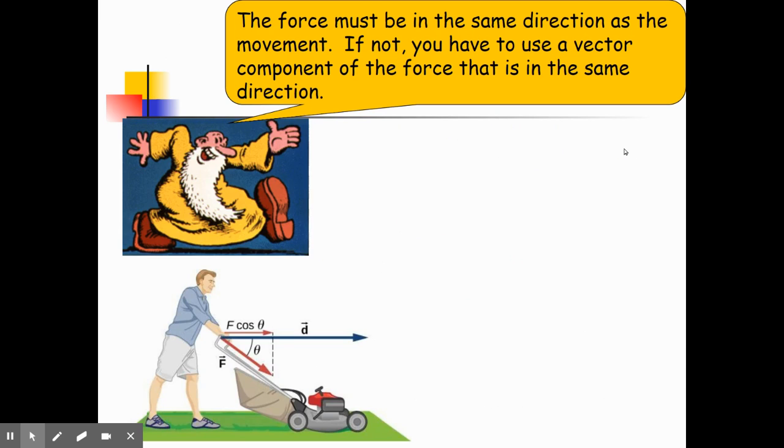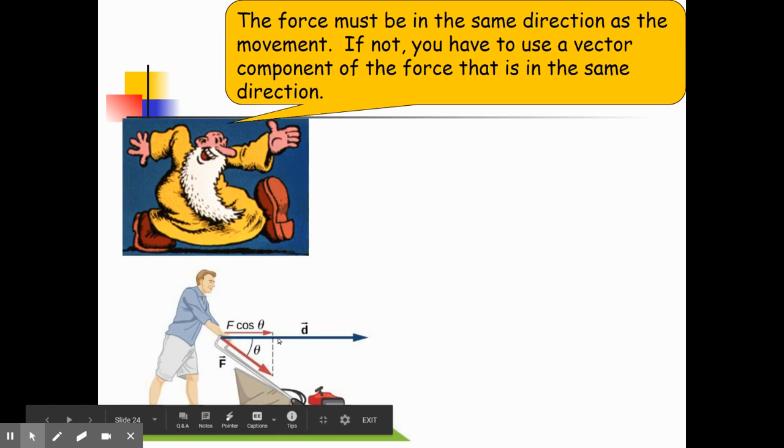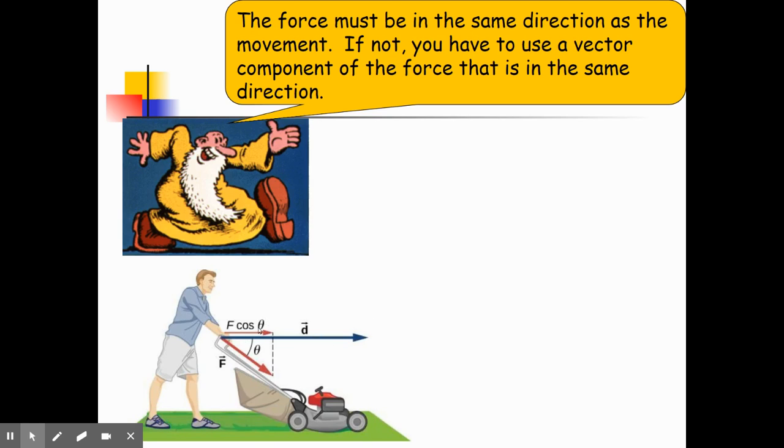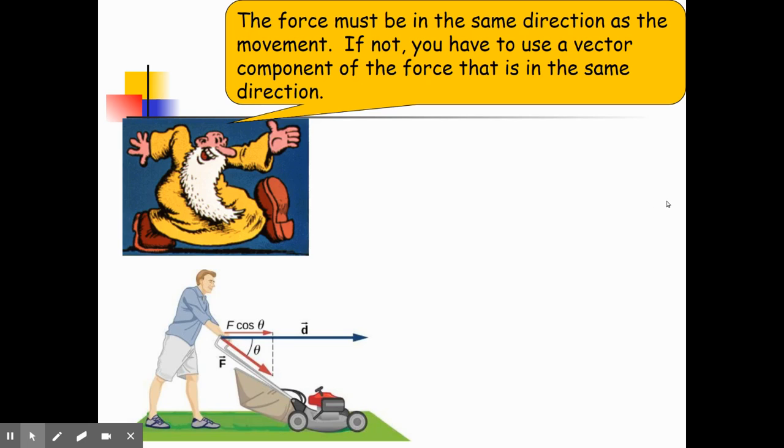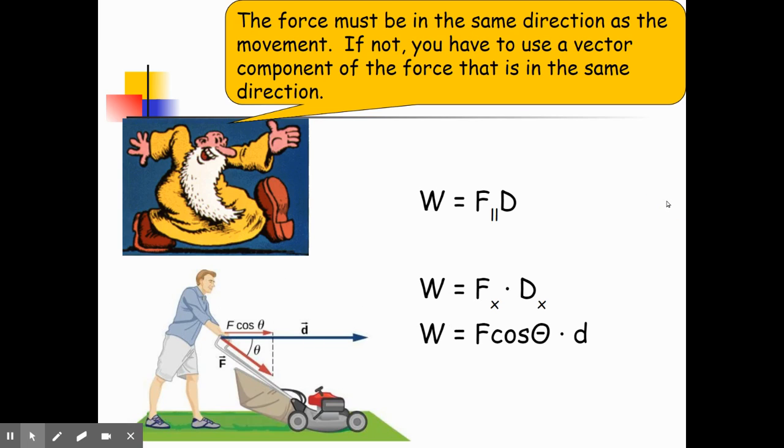And then the other thing to know about work is that your force must be in the same direction as the movement. If it isn't, then you have to use a vector component of that force that is in the same direction. So in this case, my lawnmower is moving to the right. Therefore, I need to know how much force is going to the right. So if I'm pushing down on the lawnmower at some angle here, I need to find how much of that force is going in the same direction as I'm pushing the lawnmower. So in this case, I would write it as work is equal to force times distance, and my force would be F cosine theta times the distance, which would just be the little d.